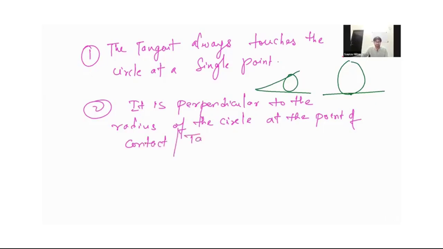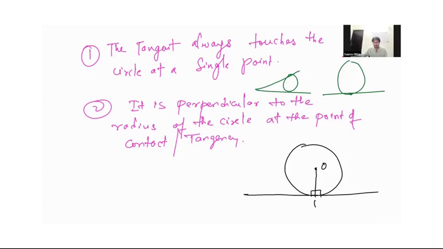The point of contact or tangency means, see, if you have a circle, this is your tangent, this is your center O, and if we draw a perpendicular like this, it will be perpendicular at the point of contact. Let us say it is P and it is AB. Got it? Fine.